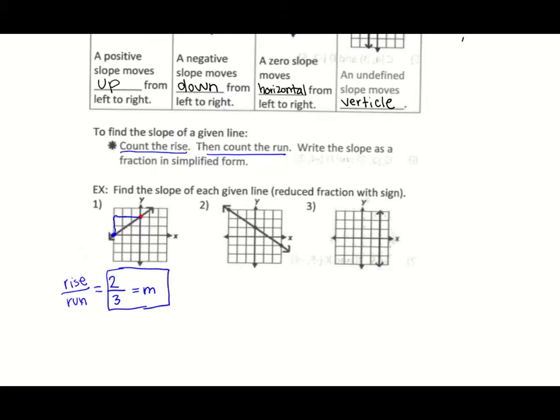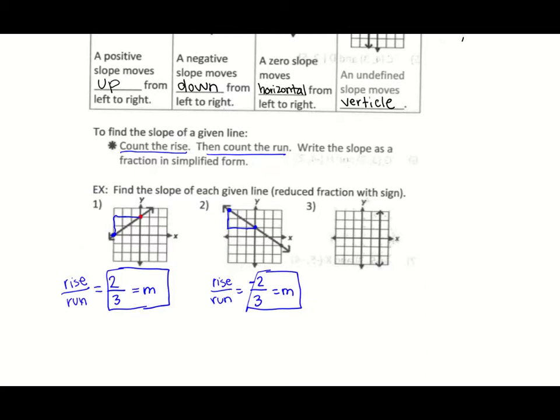Okay, number 2. Got my point here and here. I want to start with my rise. If I start up here, I need to count down 1, 2. If I'm going down, that means it's a negative. Then I'm counting my run, 1, 2, 3. I get a slope of negative 2/3.